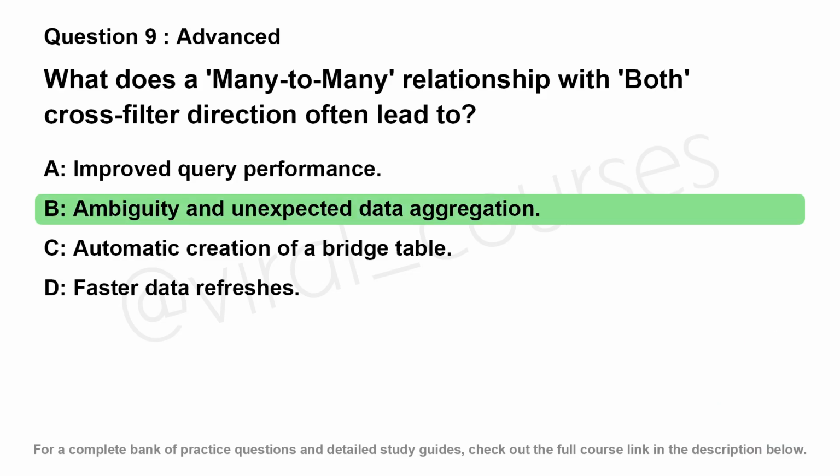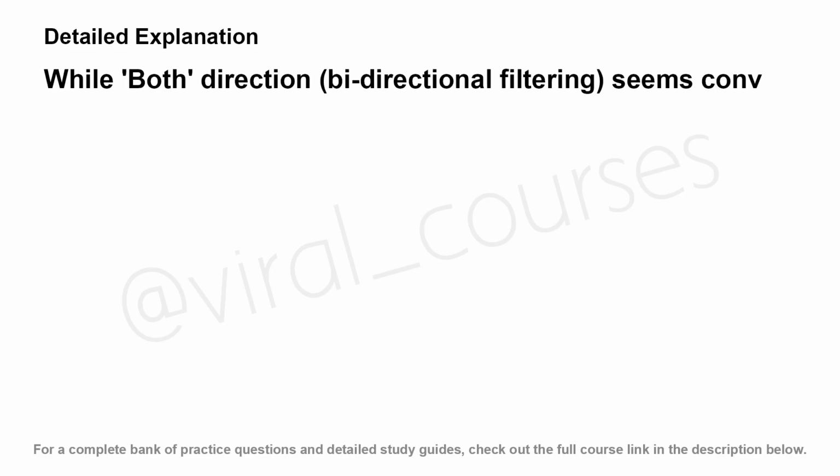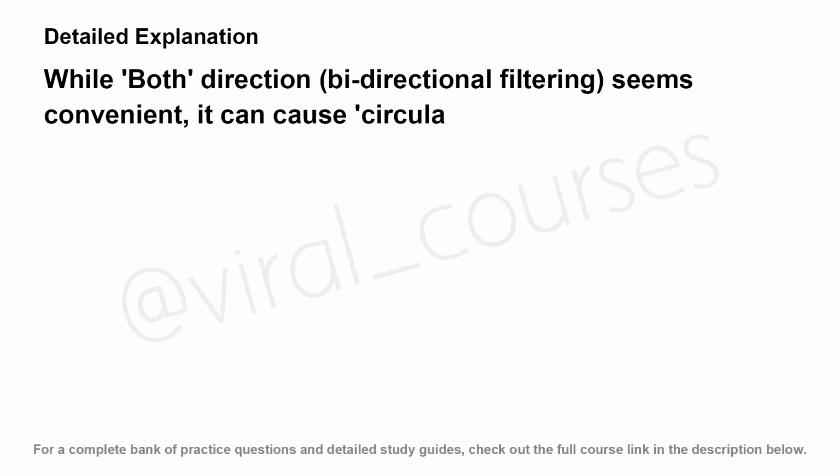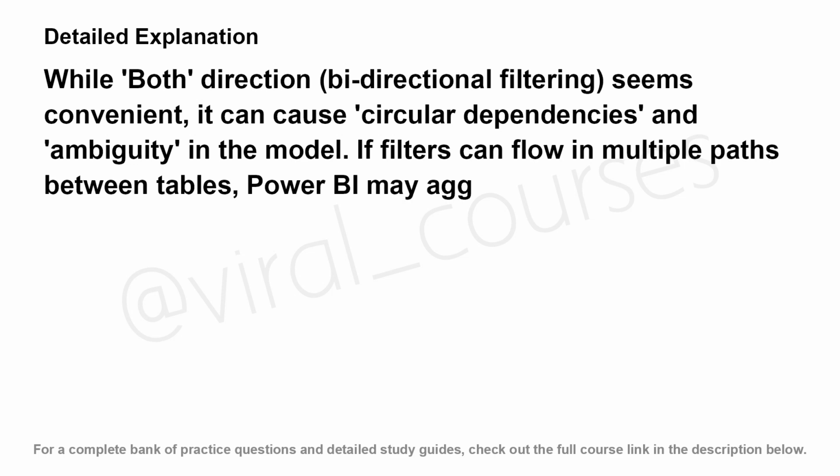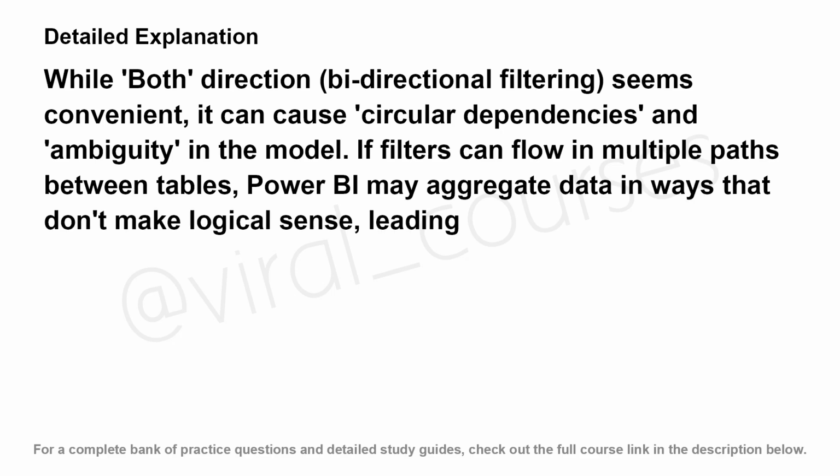The correct answer is B. While both direction, bidirectional filtering, seems convenient, it can cause circular dependencies and ambiguity in the model. If filters can flow in multiple paths between tables, Power BI may aggregate data in ways that don't make logical sense, leading to incorrect report figures.